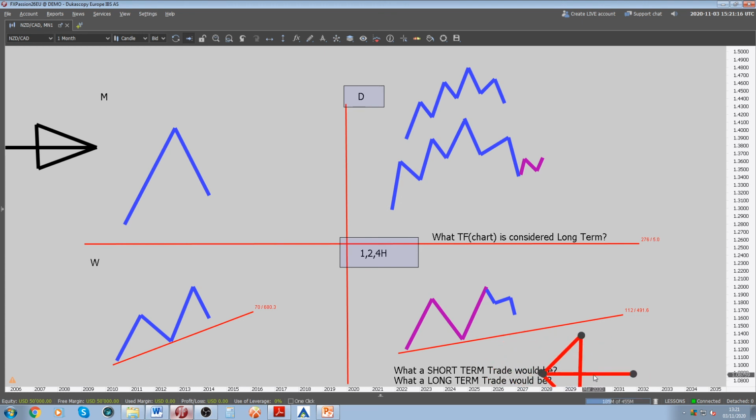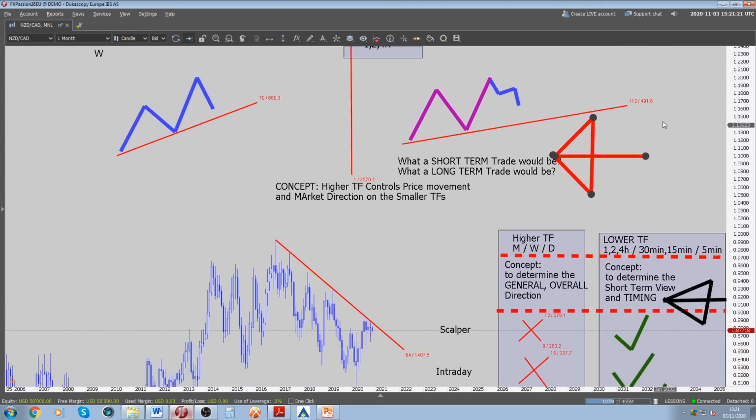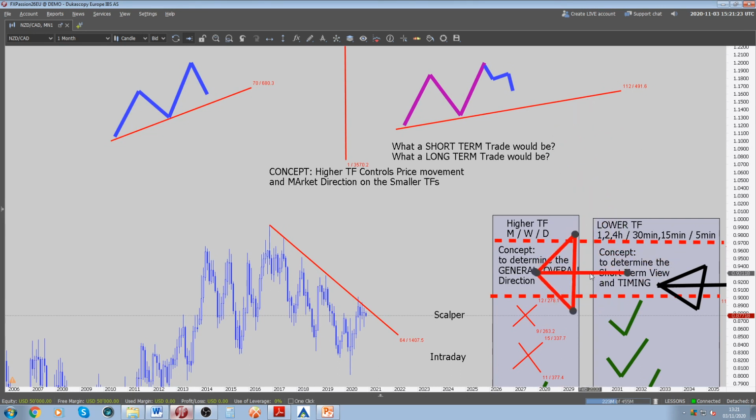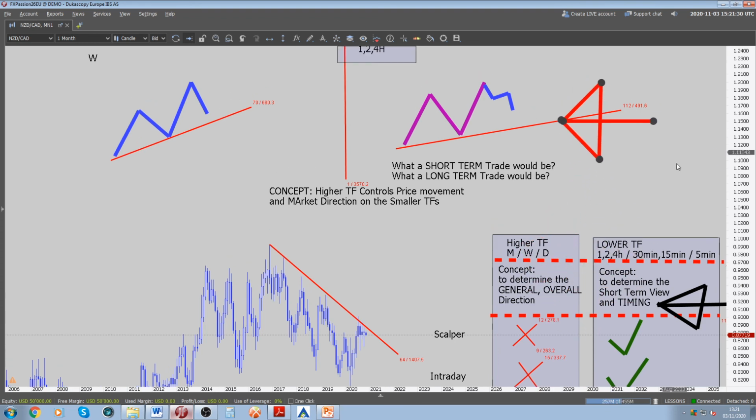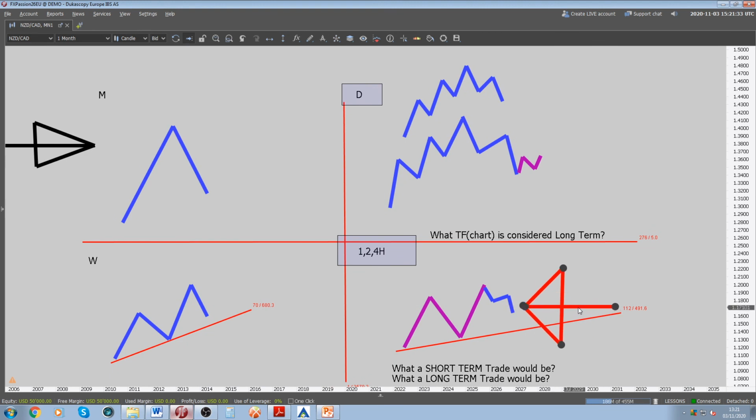The long-term time frames, the ones that show me the general overall direction, are the monthly, weekly, and daily. So can I enter long or short on the 1 hour, 4 hour, 2 hour time frame based on what the 1 hour, 2 hour, 4 hour is doing? Daily, daily, daily. Yes sir, very good.